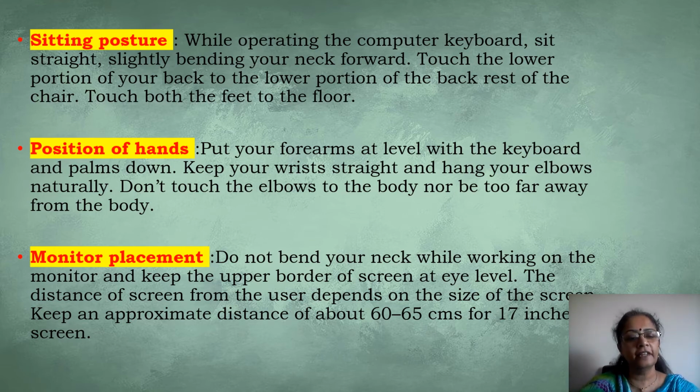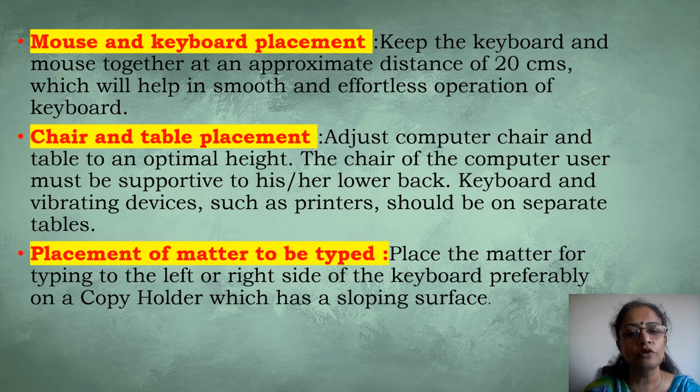So these are the three things: the sitting position, the position of your hands, and the monitor placement. The next is the mouse and keyboard placement. Keep the keyboard and the mouse together with a distance of only around 20 centimeters, which will help the smooth operation of the computer. There should not be much distance between the two of them, the keyboard and the mouse.